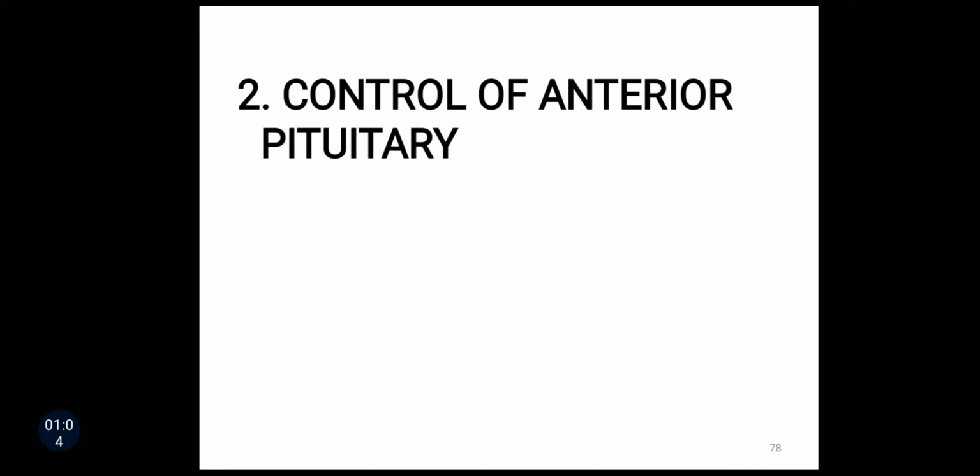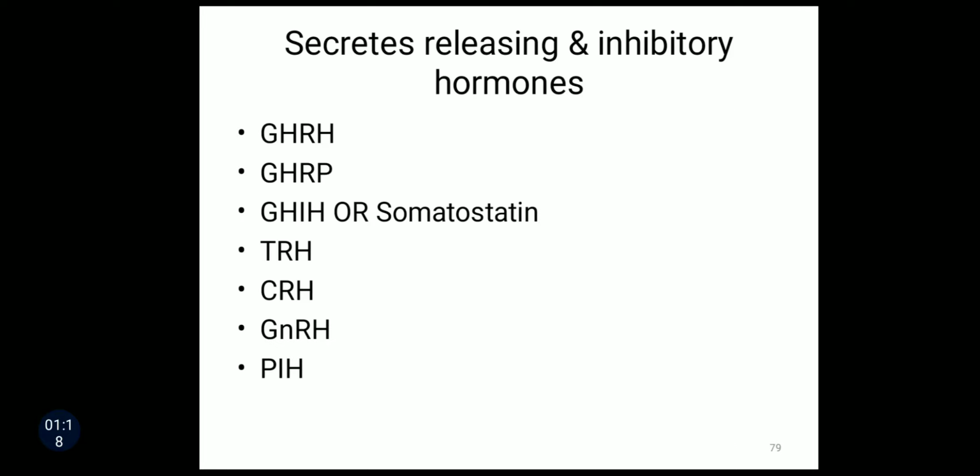Then the second function is control of anterior pituitary gland. Hypothalamus controls anterior pituitary by secreting several releasing hormones and inhibitory hormones. The various releasing and inhibitory hormones which are secreted by the hypothalamus to control the anterior pituitary are: first one is GHRH, that is growth hormone releasing hormone. Second one is GHRP, that is growth hormone releasing polypeptide. Third one is GHIH or somatostatin, that is growth hormone inhibiting hormone.